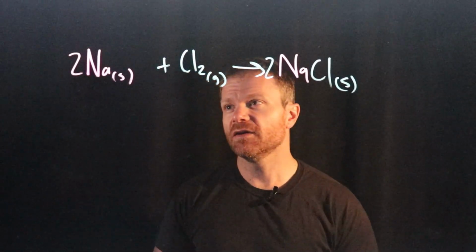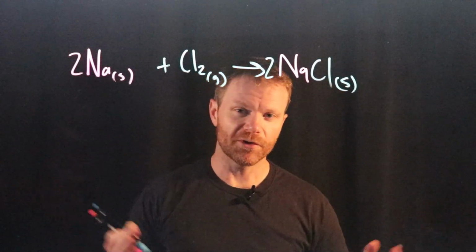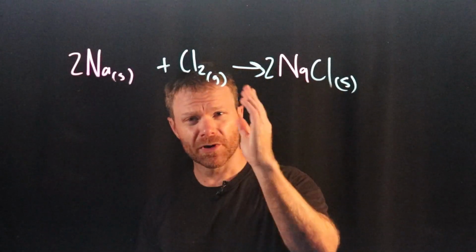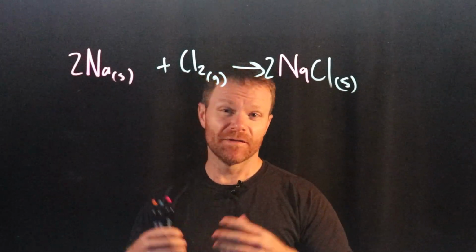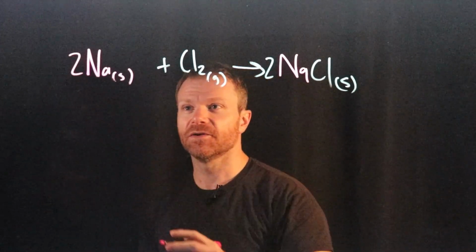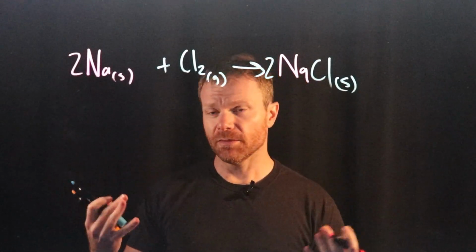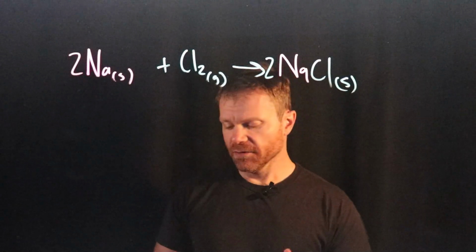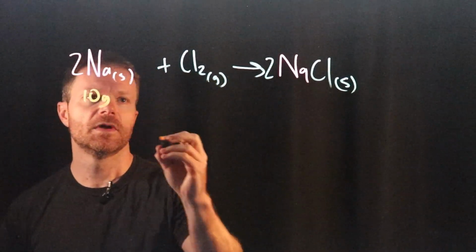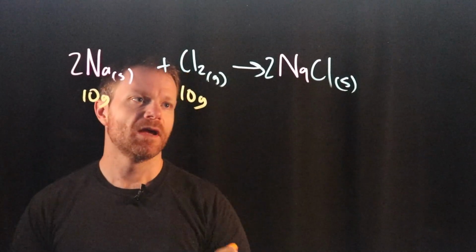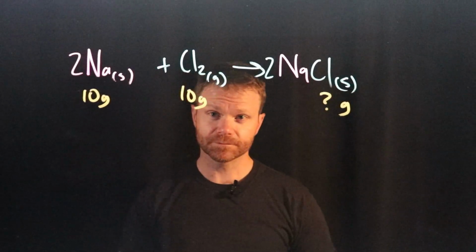The exception would be if I told you I had 10 grams of sodium and all the chlorine in the world, or excess chlorine, or don't worry about chlorine, we've got plenty of chlorine. Unless the problem says something like that. If it says something like we have 10 grams of sodium and 10 grams of chlorine, then you actually need to do the problem. So let's do that now. Let's say we have 10 grams of sodium and 10 grams of chlorine. How many grams of sodium chloride can we make?